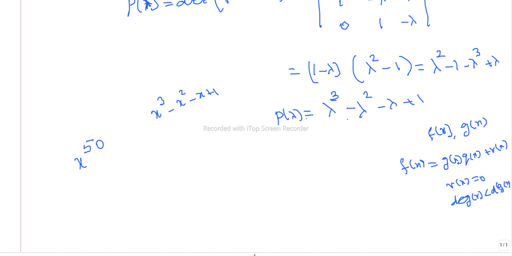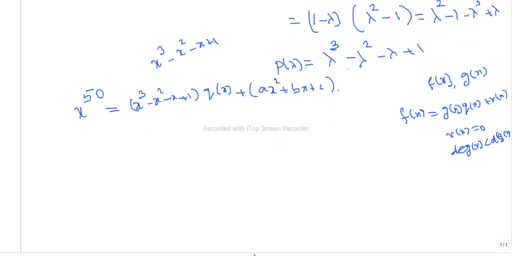So x power 50 equals x cube minus x square minus x plus 1 into some quotient, which we don't know, so we call it q of x, plus r of x, whose degree should be less than this degree. This is third degree, therefore r of x should be at most second degree, so we can call it a x square plus bx plus c. This is a second degree polynomial. Now our aim is to find the values of a, b, c in the remainder polynomial r of x.